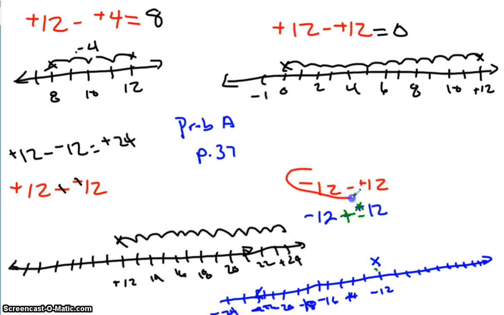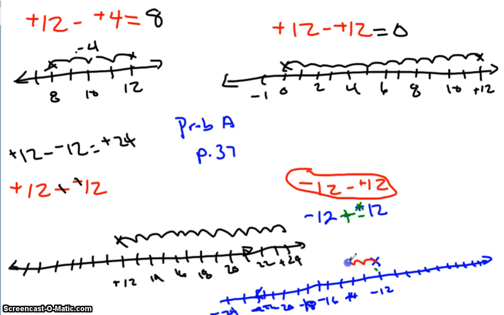For this number sentence, when we subtract a positive, we move to the left. Subtract a positive up here, we went to the left. Up here, we subtracted a negative, which meant we actually moved to the right. So right here, I'm subtracting a net positive. I'm going to move to the left.